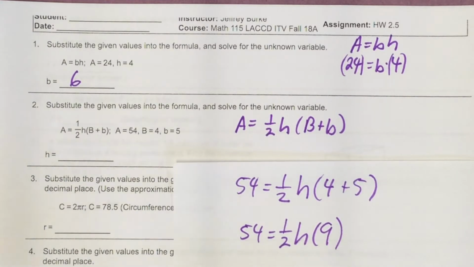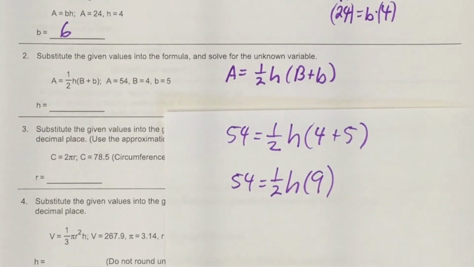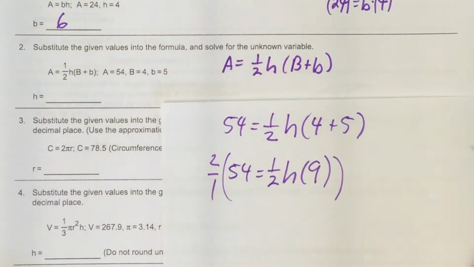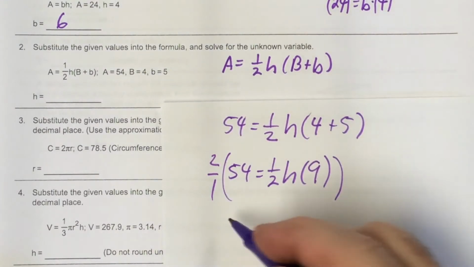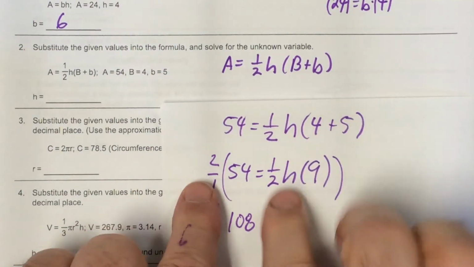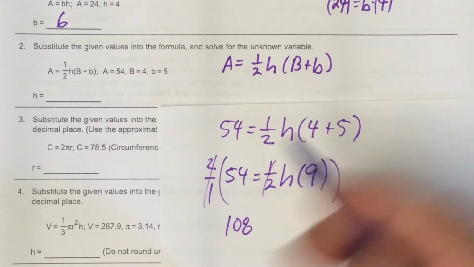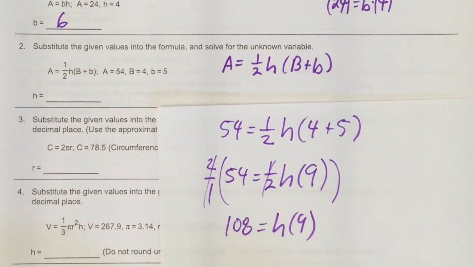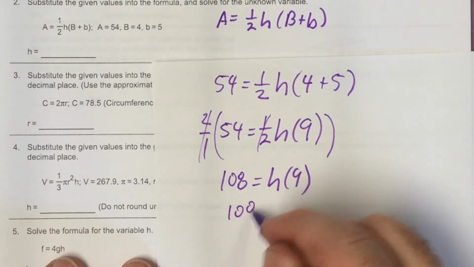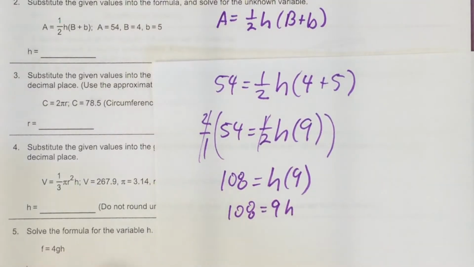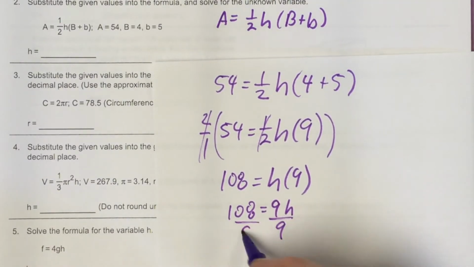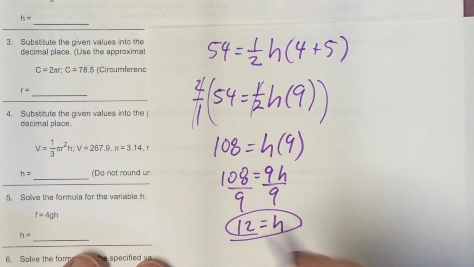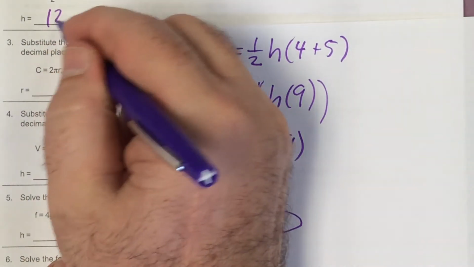Hopefully everyone is okay with the problem up to this point. So I'm going to multiply both sides by 2 over 1, because 2 times 54 will give me 108. And then 2 times this 1/2 here, these will just disappear. It's going to give me h times 9. Or if I rewrite this a little differently, it would give me 108 equals 9h. Then if I divide both sides by 9, I should get that h equals 12. And that's the final answer I'm looking for on that problem.